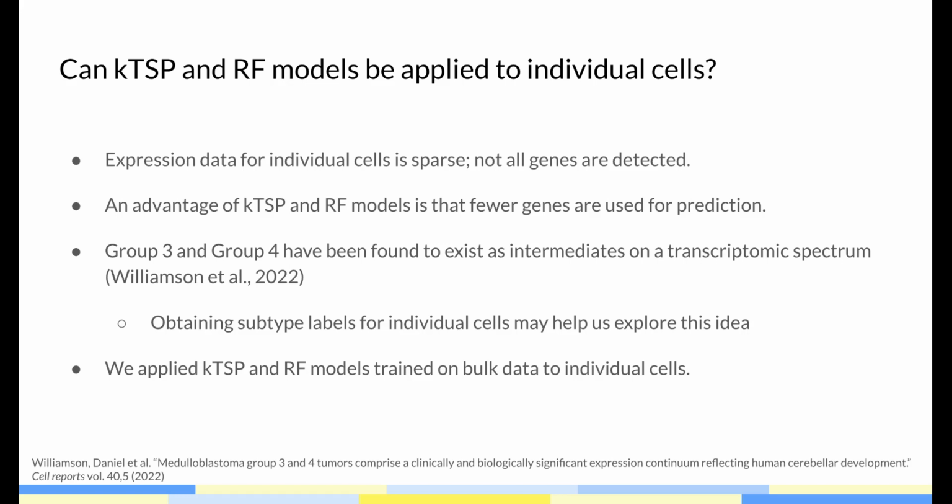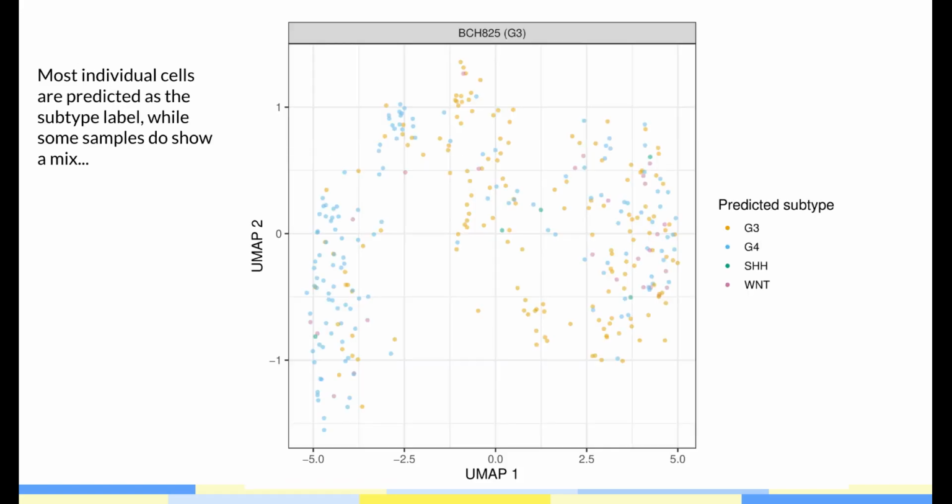So we applied these KTSP and random forest models that were trained on bulk data to individual single cells. And we found that most individual cells are predicted as a subtype label, while some samples do show a mix of, yet again, Group 3 and Group 4. So this sample is actually one of the samples that were highlighted earlier. You can see that there is a nice mixture of yellow and blue here that signify Group 3 and Group 4. It does appear that on this UMAP, there may be some clustering starting to happen, but it definitely is a nice mix of the phenotypes Group 3 and Group 4.